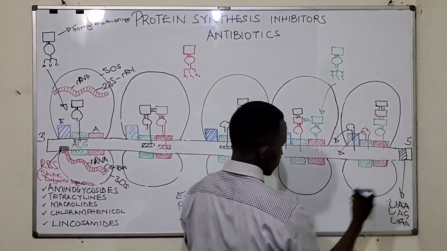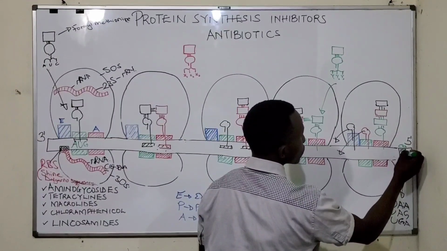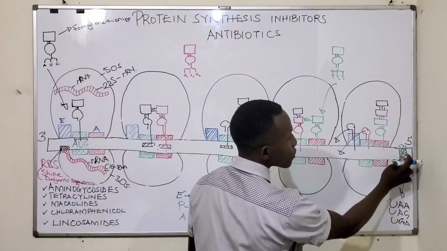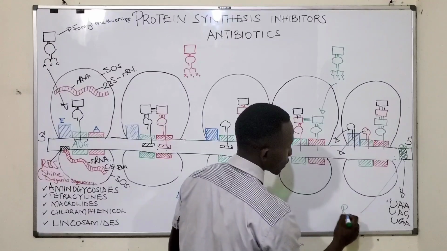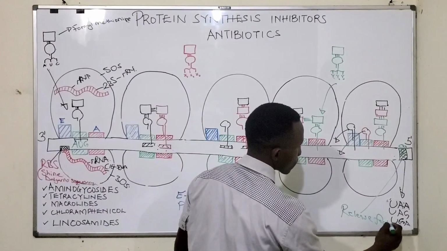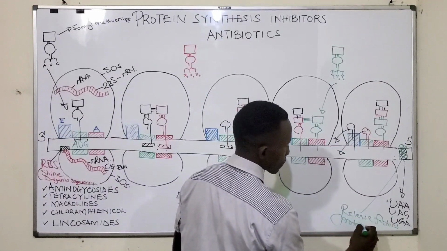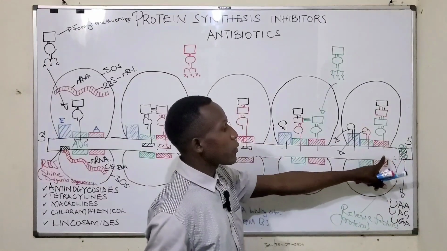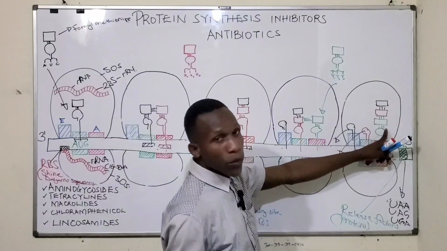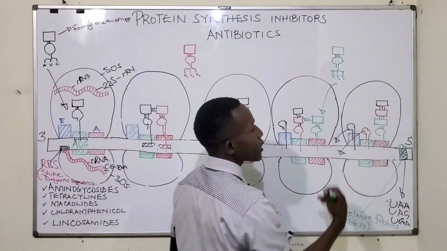The release factors, they are proteins. We shall have proteins binding to this region when it reaches the A site. When they bind to this region, when it's at the A site, we shall have the hydrolysis of the bond of the grown polypeptide chain. This chain will be hydrolyzed.